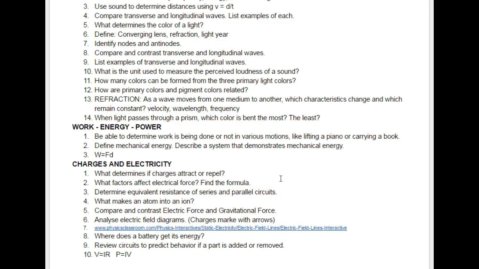What makes an atom into an ion? This should have been related to our discussion about charges. Don't know if we were clear about it, so let's talk about it right now. When an atom loses or gains an electron, it becomes an ion. So if it loses an electron, it's lost a negative charge, giving it a net positive charge. If it gains an electron, then it has an extra negative charge, so it would become a negative ion.